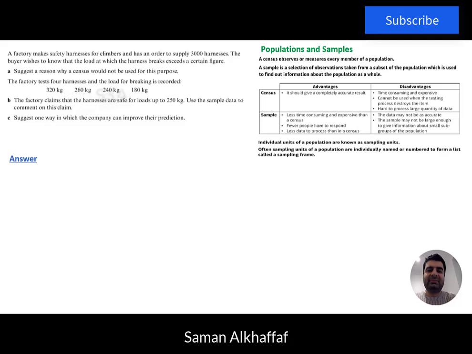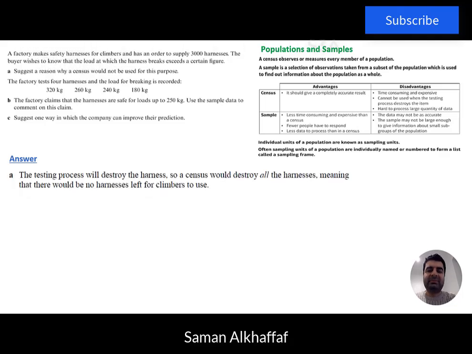So first, we need to suggest a reason why a census would not be the best approach to use for this purpose. The testing process will destroy all the harnesses. A census would mean that we would test all the harnesses. It means that there would be no harnesses left for climbers to use. A census means that we have to test all the harnesses in this scenario, so it will not be the right approach to take.